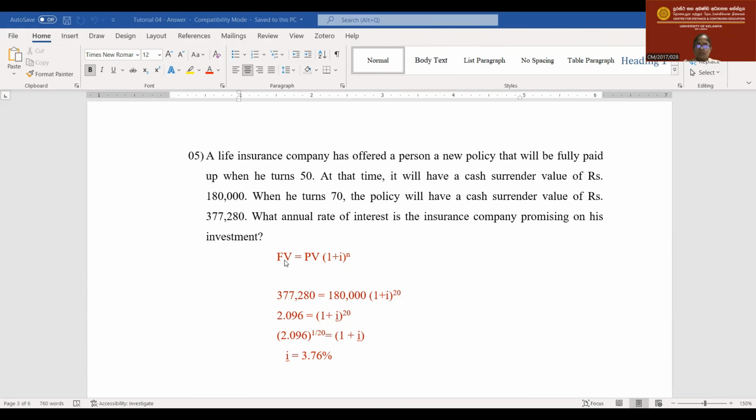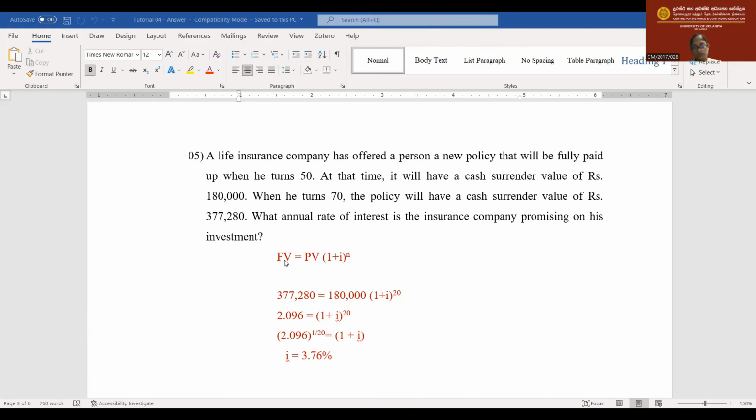Tell me, is it an ordinary annuity or an annuity due? No, there are no hints over there. Instead of that, there is a time frame. I mean, the time periods are there. Cash surrender value is there, right? Therefore, it's kind of a hide and seek, right? Today cash surrender value is there. After, when he turns 70, cash surrender value is there.